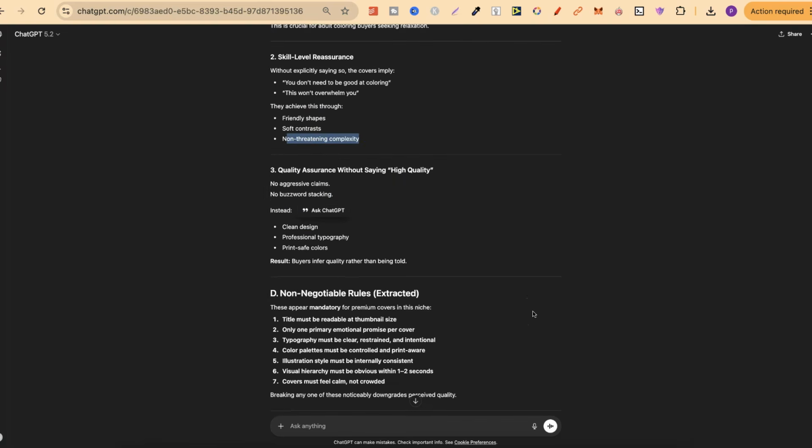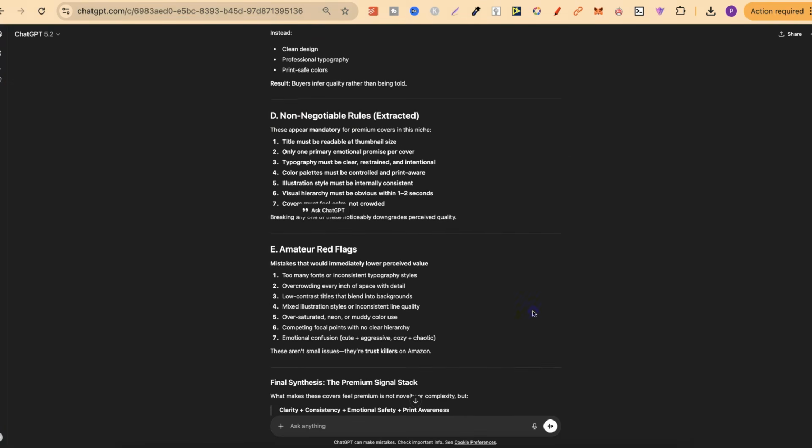So, as you can see, by finding the covers in our niche, and I know these ones were a little bit mixed and matched, then uploading them into ChatGPT along with a few very specific prompts, we can get some really great data. So let's move on to the non-negotiable rules. These appear mandatory for premium covers in this niche.